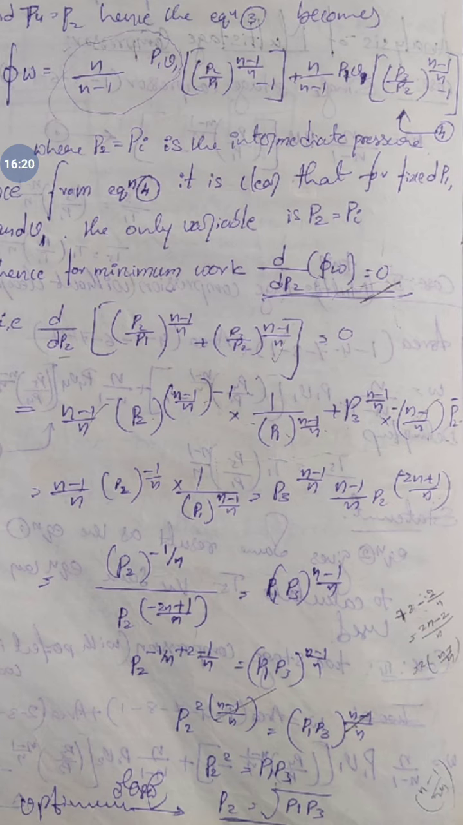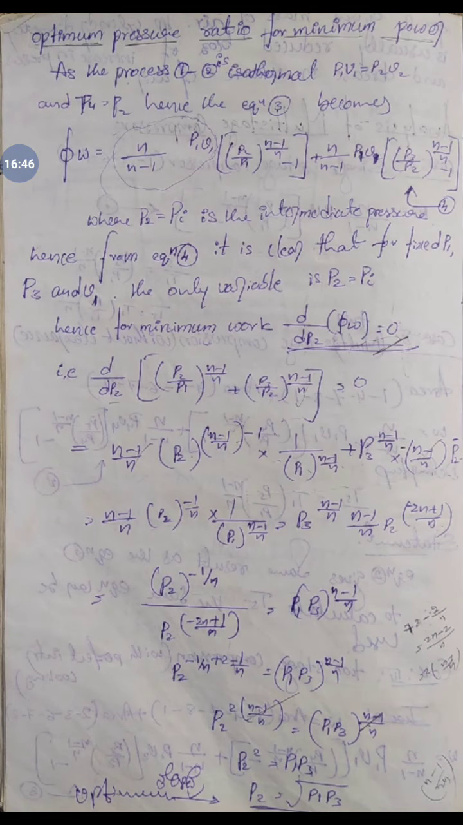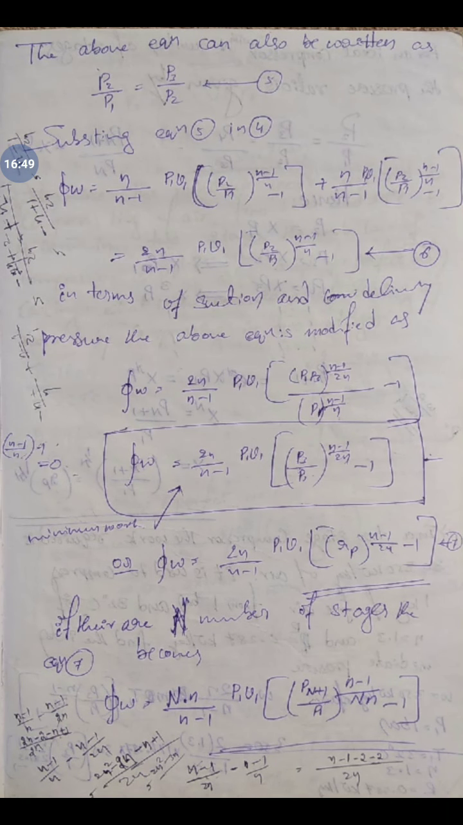So this is nothing but the minimum work required to compress the air in a multi-stage air compressor with perfect cooling. It is also written as the cyclic integral of W equal to 2n by n minus 1 P1 V1, and in the bracket Rp to the power of (n-1)/2n minus 1. So this is your equation 7.